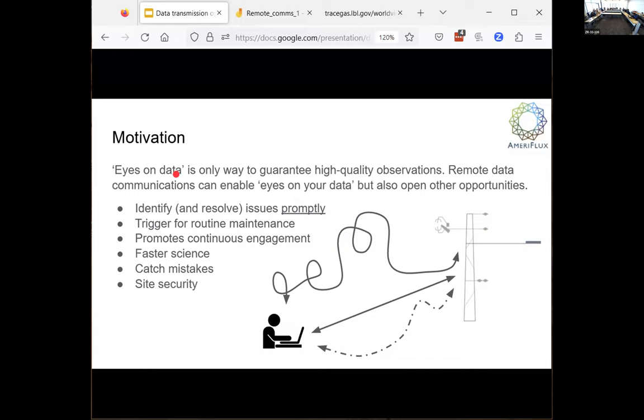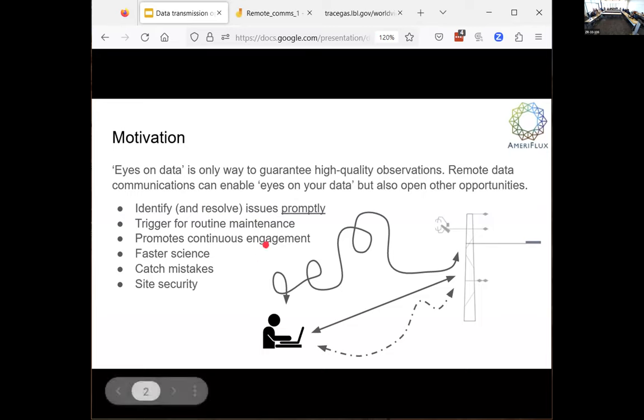It also opens up a lot of opportunities for me to engage with my data, and I just want to touch upon those here. First is doing some remote troubleshooting and identifying issues promptly. I can be logged into my system and have a site technician or even the farmer at some of these sites go check a few things, and I can see the response in real time.